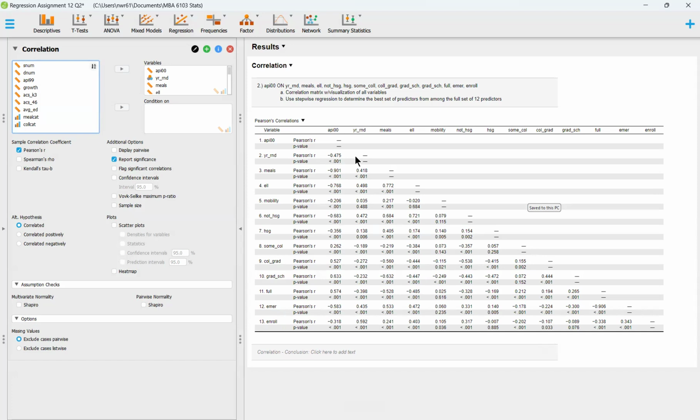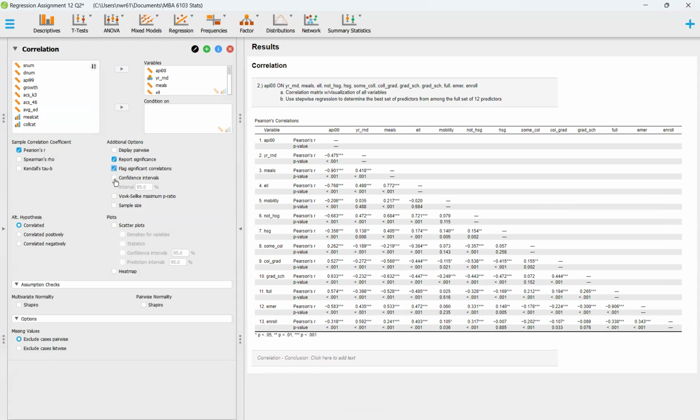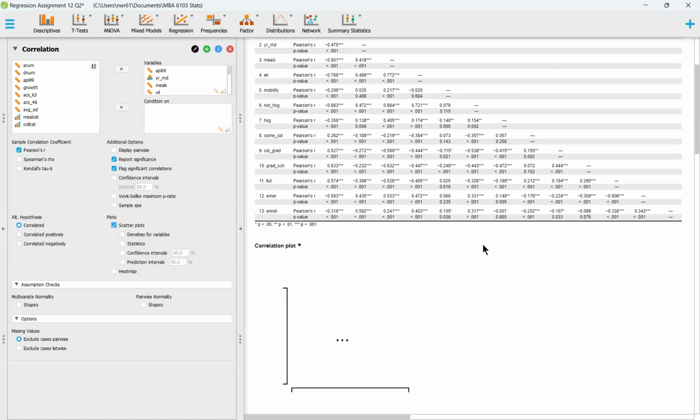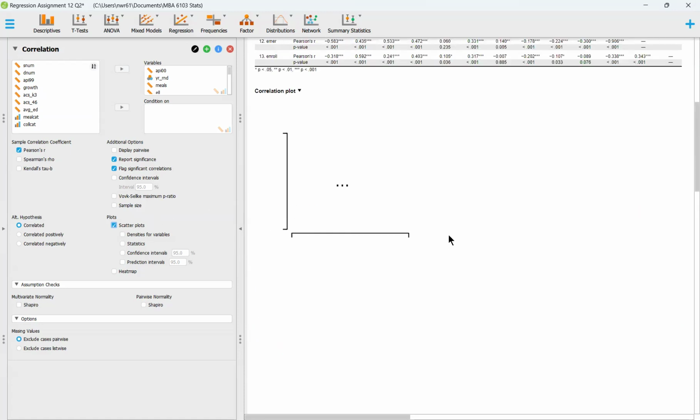That'd be so nice. Okay, after that, Pearson's R, left it at that. Report the significance, flag significant correlations, the confidence intervals, 95%, scatter plots. Did not do anything else beyond that. It's loading, I hope. Really hope that's a loading bar. If not, then maybe it'll load after this.